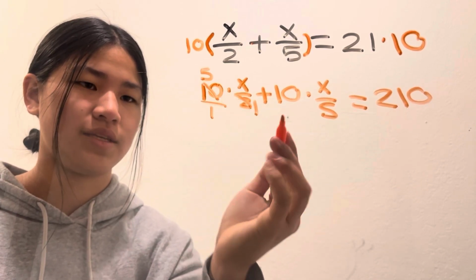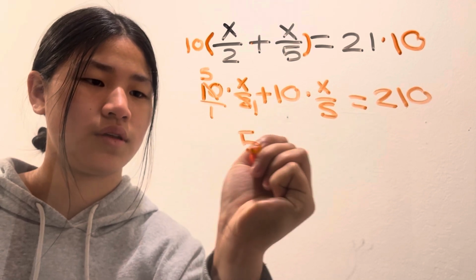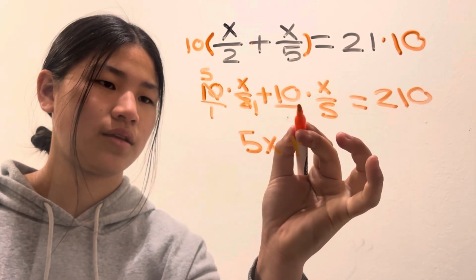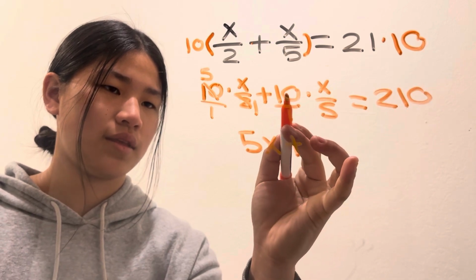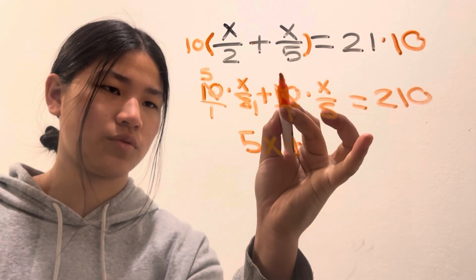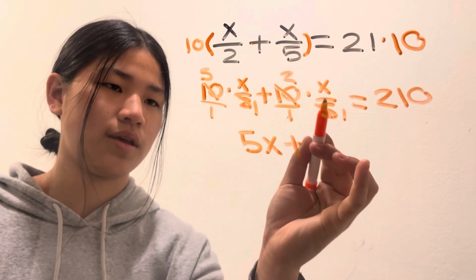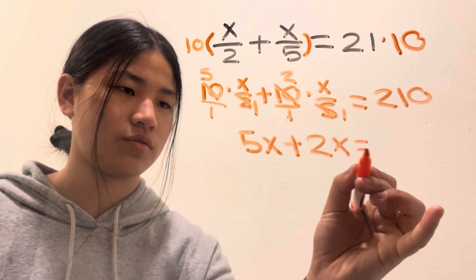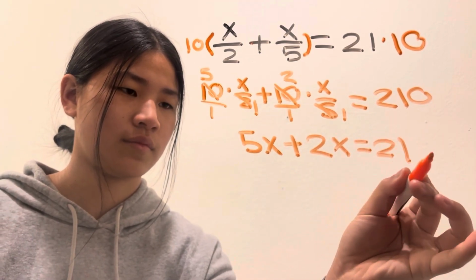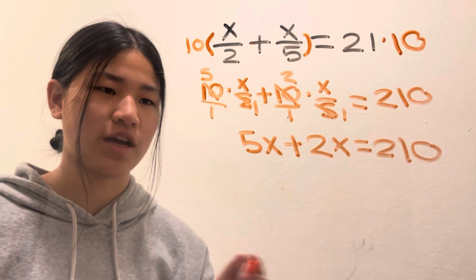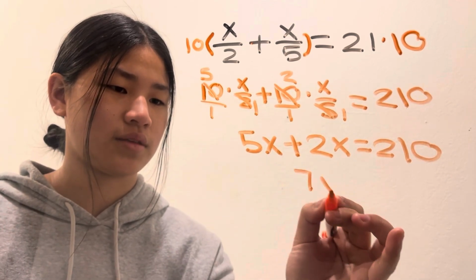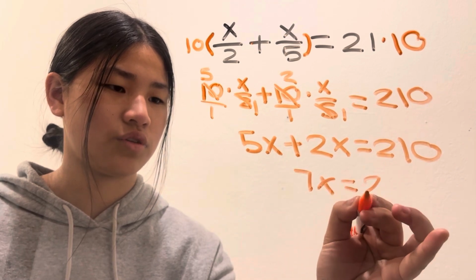So 5 times x is 5x, plus, we would do the same thing, 10 over 1, then 10 and 5 would be simplified, this would be 2, and this would be 1. 2 times x is 2x, and then equals 210. Now this seems way easier because the fractions are all gone. 5x plus 2x is 7x, and it equals 210.